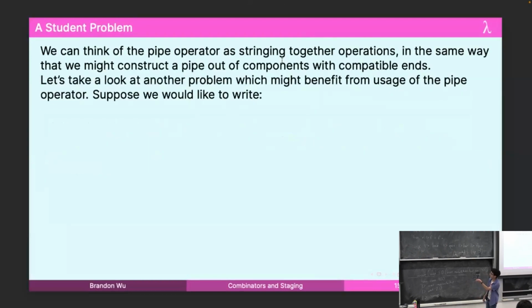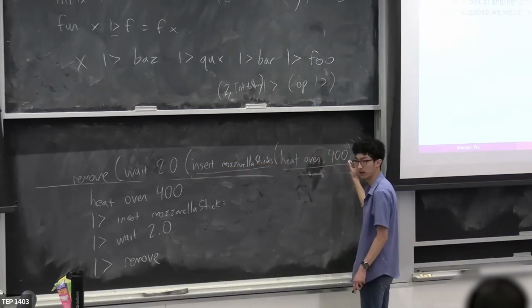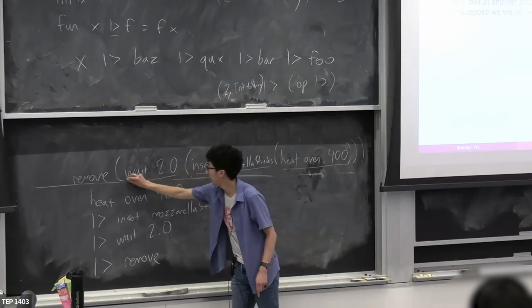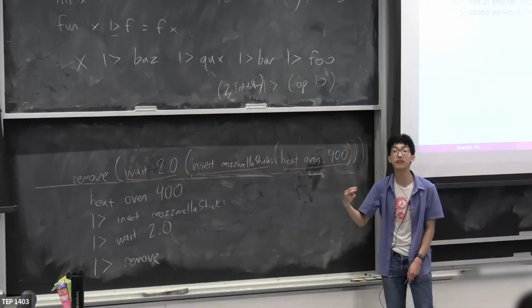So I have some things to say here. The pipe operator is basically stringing together computations, right? We say do this, then that, but it only works if these operations have compatible ends. What I mean by that is this thing better have an input type that's the same as the output type of this, right? And then this thing better have an input type that's the same as the output type of this. It's basically the same idea as compose, right?